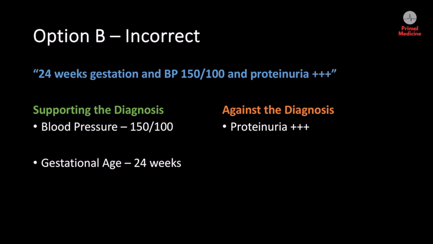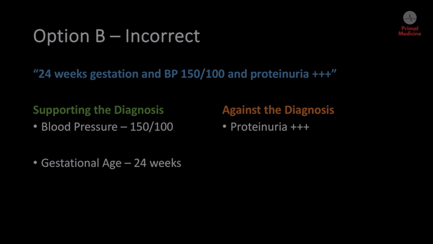Option B was 24 weeks gestation, blood pressure 150/100 and protein +3 on analysis. Now this was incorrect because whilst we have a blood pressure of 150/100 and the gestational age is greater than 20 weeks, what goes against gestational hypertension is the protein in the urine, and this is more suggestive of pre-eclampsia.